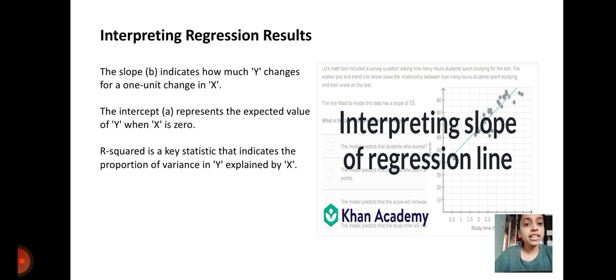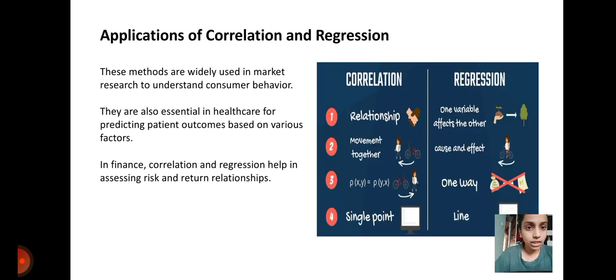Interpreting regression results. The slope b indicates how much y changes for a 1 unit change in x. The intercept a represents the expected value of y when x is 0. R squared is a key statistic that indicates the proportion of variance in y explained by x.